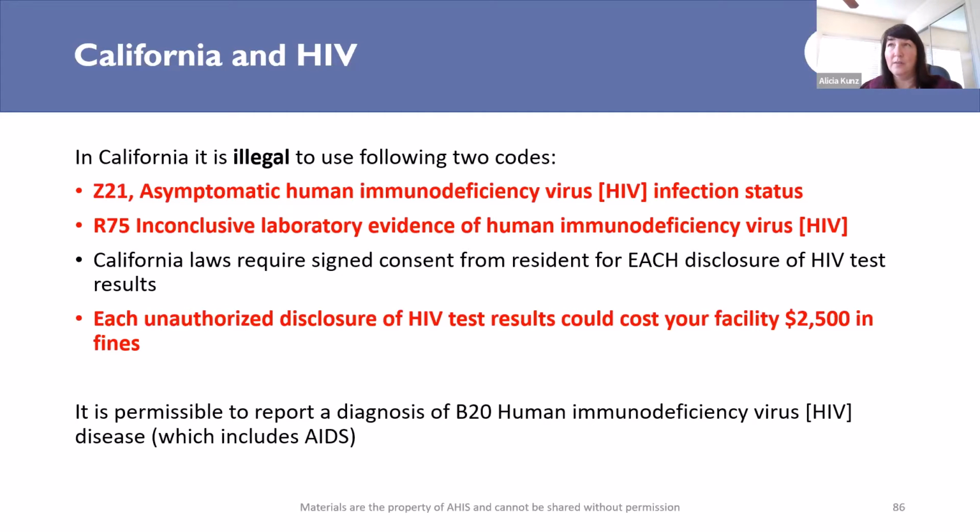Each unauthorized disclosure of the HIV test result can cost you $2,500. So just be careful about that. If somebody does have HIV, you can use code B20.